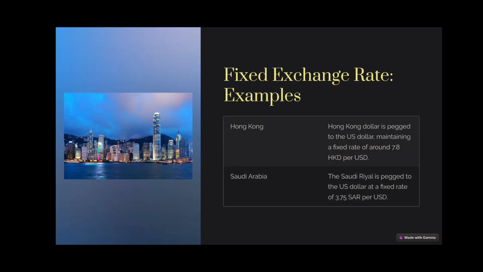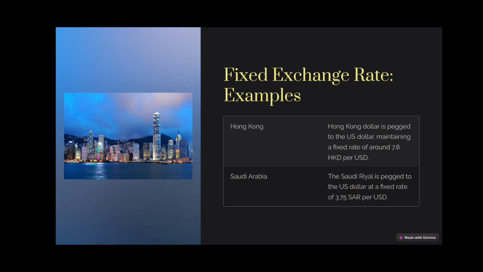And now let us look at two examples. First one is Hong Kong. The Hong Kong dollar is pegged to the US dollar, maintaining a fixed rate of around 7.8 Hong Kong dollars per USD. Saudi Arabia: the Saudi Arabian riyal is pegged to the US dollar at a fixed rate of 3.75 Saudi riyals per USD.